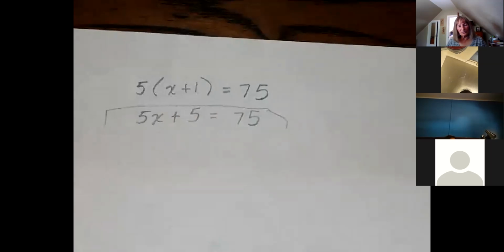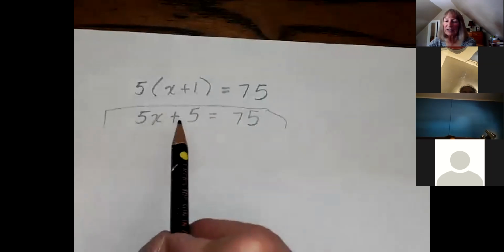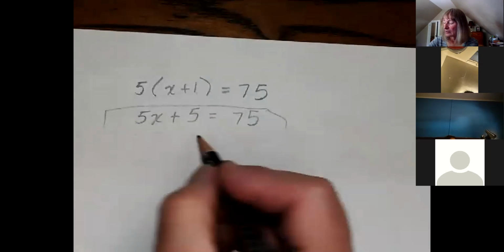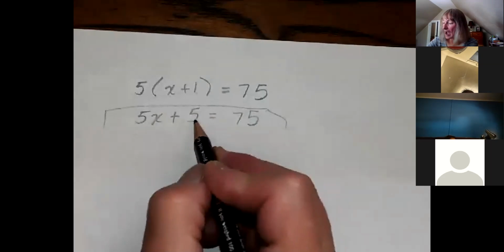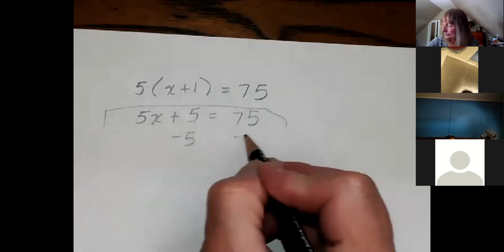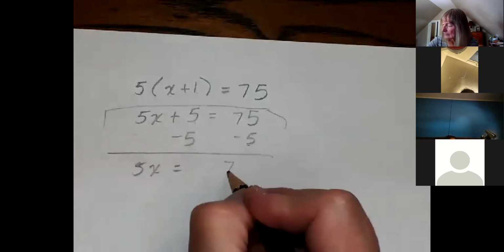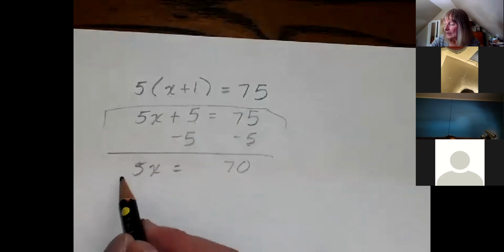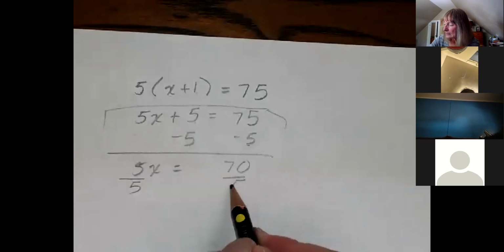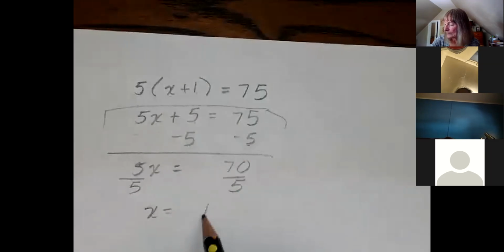That's easy. What do we do when we have multiplication and addition? What are we going to do first? Yeah, we're going to subtract 5. And then 70 divided by 5. And then divide by 5. And you get 14. Okay.